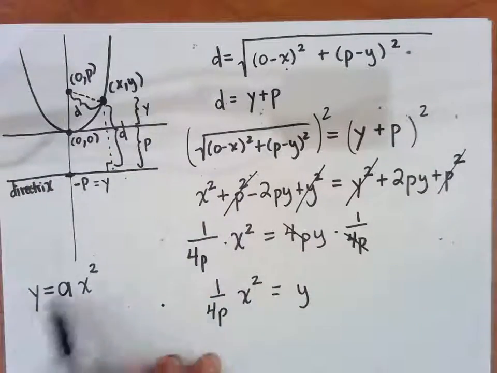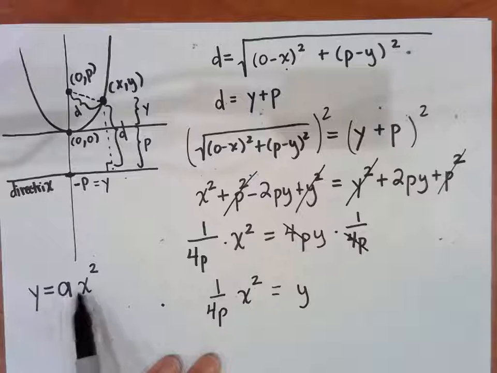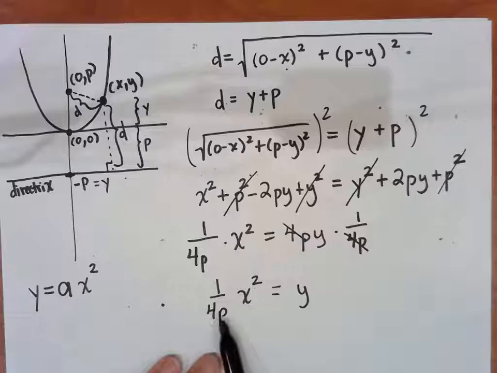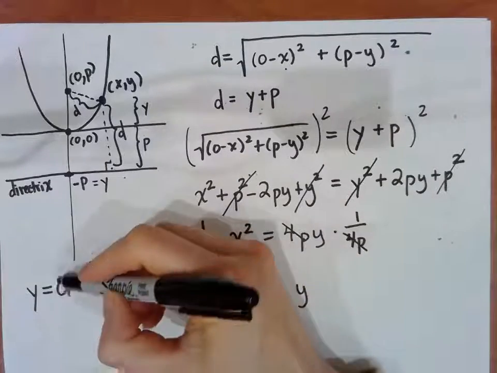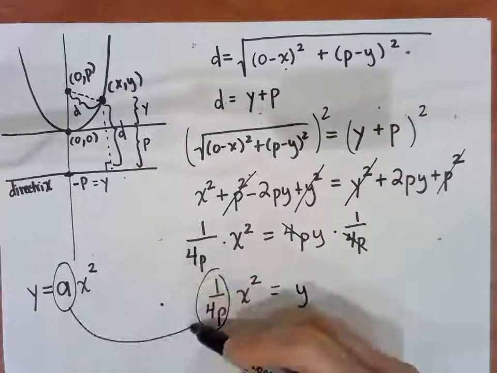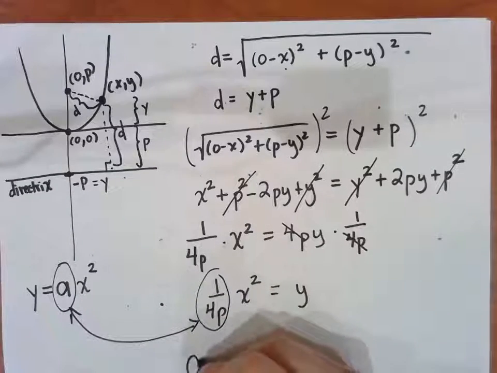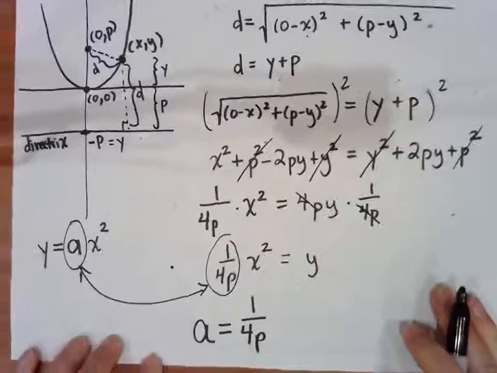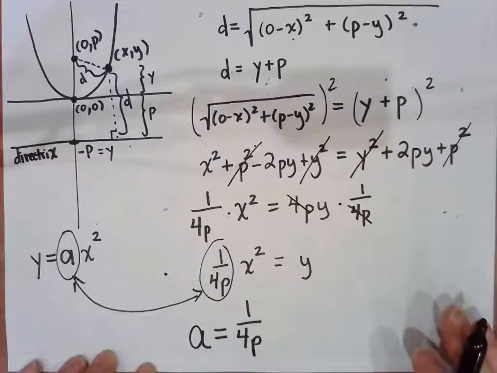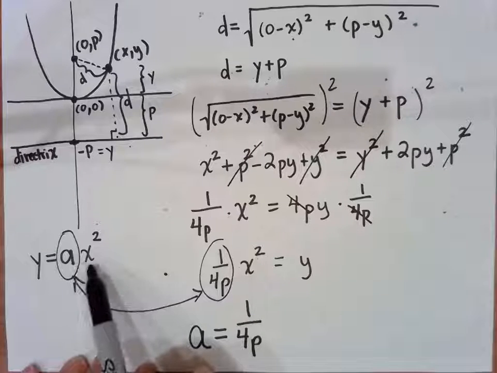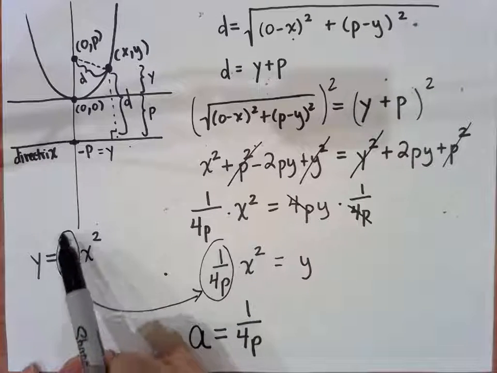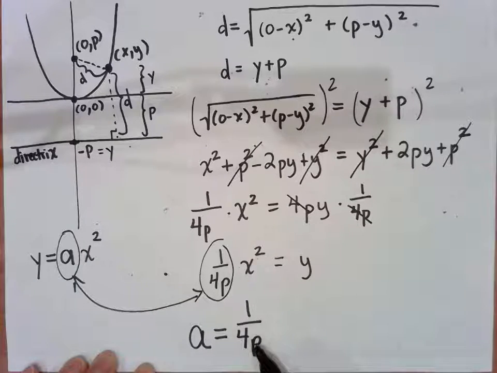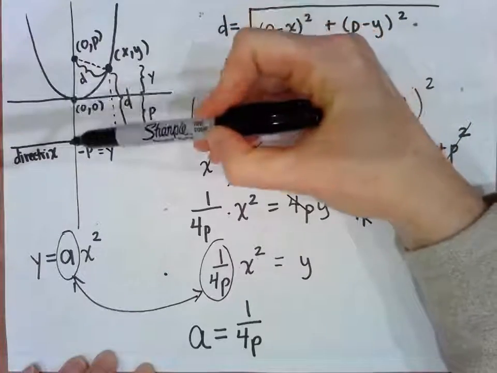So we know the general equation is y equals a x squared. And here we've developed that y equals 1 over 4p times x squared. So that means this and this are the same. So we know that a has to be 1 over 4p. So that relationship right there is key. If we know the equation of the parabola, then we just take that coefficient in front of the x squared term, and we can use that to say where the focus is and where the directrix is.